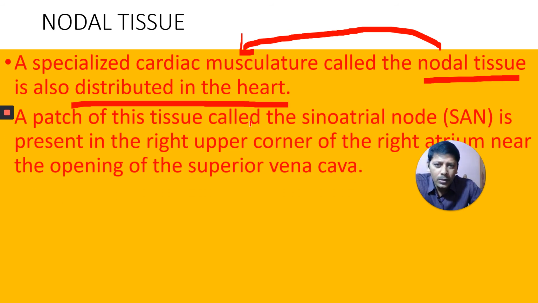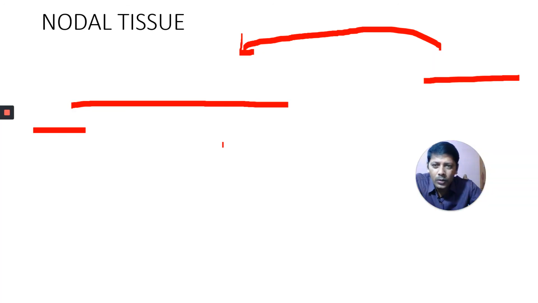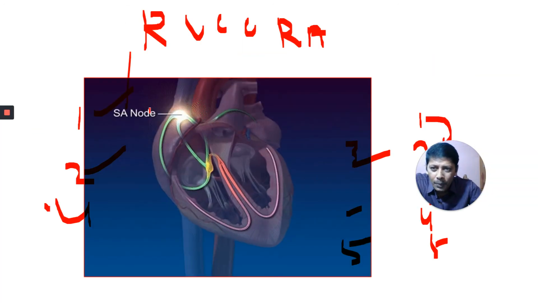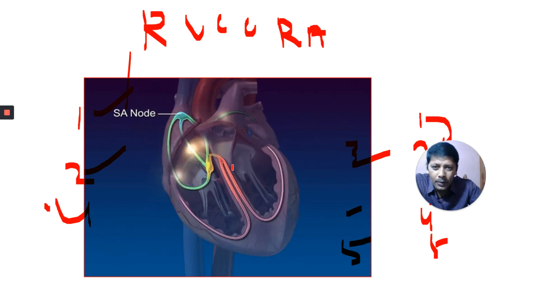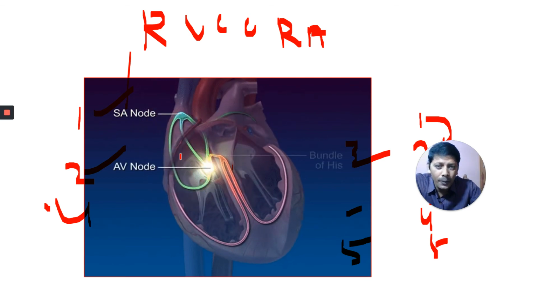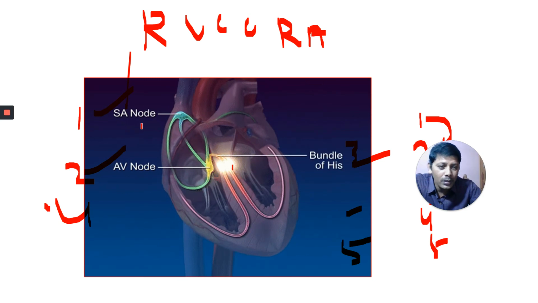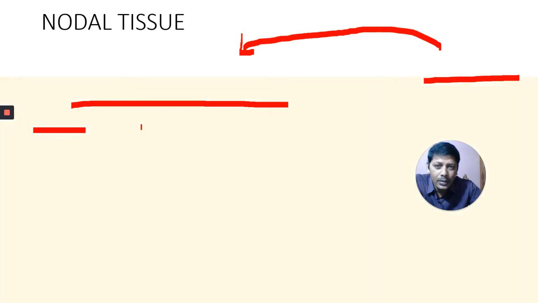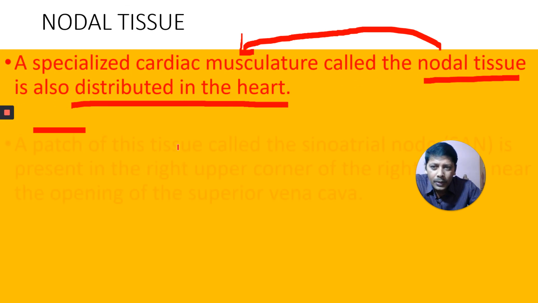A patch of this tissue called the sinoatrial node is present in the right upper corner of the right atrium. I have already explained this point. A patch of tissue called the sinoatrial node. I will show you again here. A patch of this nodal tissue called the sinoatrial node is present in the right upper corner of the right atrium.